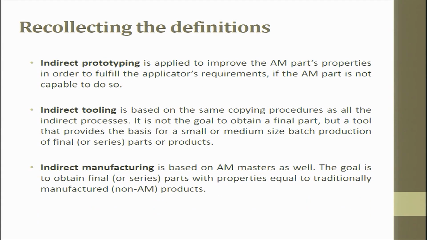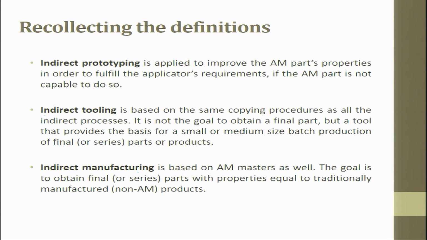Then indirect prototyping, indirect tooling and indirect manufacturing was the last phase we saw. Indirect prototyping is applied to improve the additive manufactured part's properties in order to fulfill the applicator's requirement. If the additive manufactured part is not capable to do so, we use indirect prototyping. Then indirect tooling is based on the same copying procedure as all the indirect processes do. It is not the goal to obtain a final part, but a tool that provides the basis for a small or medium sized batch production of final parts. That is indirect tooling.